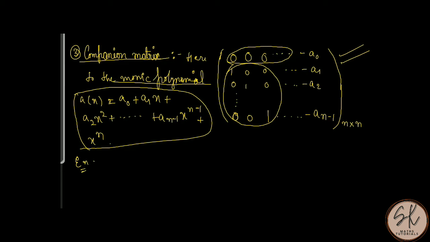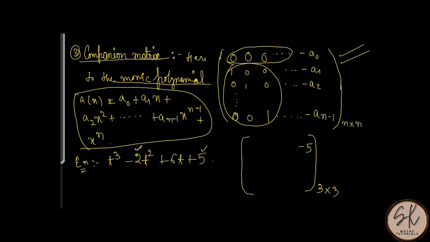For example, see, if this is a monic polynomial, t cube minus 2t square plus 6t plus 5, then its companion matrix is going to be, say, here we will take the coefficient only up to an minus 1. So this is going to be a 3 cross 3 matrix. See, 1, 2, 3. Only 3 coefficients are going to be there. So this is a0. Hence this is minus of 5. See, minus of a0, that is minus of 5. Then minus of a1. This is a1. So this is minus 6.